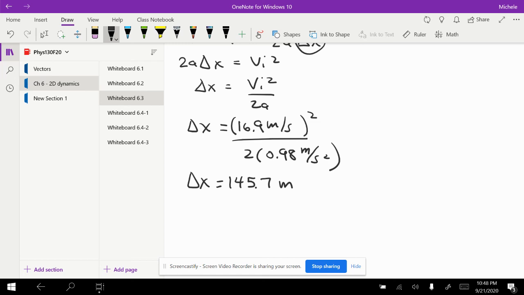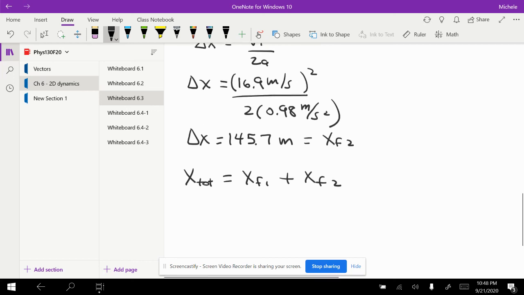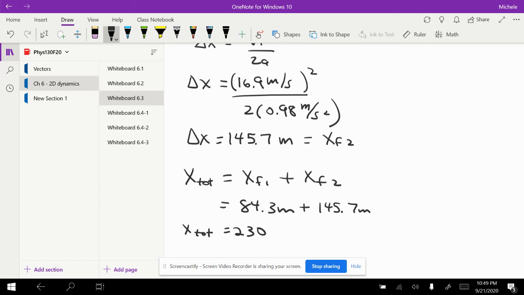I get 230. So what I'm finding here is my x total, and I'm going to say that this is equal to x final 2. So my x total is going to equal x final 1 plus x final 2. And so that's going to equal 84.3 for the first part of his trip plus 145.7 meters for his second part. And so that x total then is equal to 230 meters.